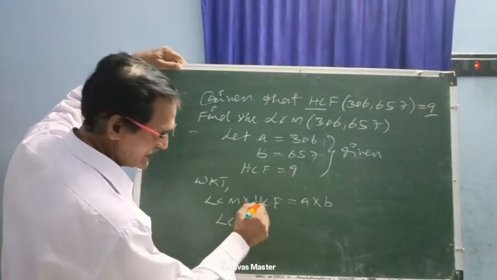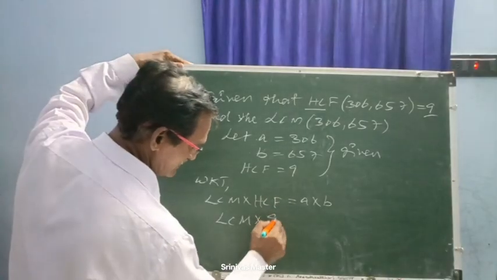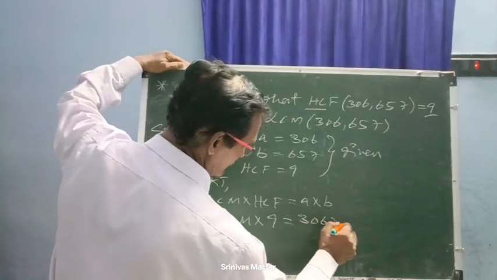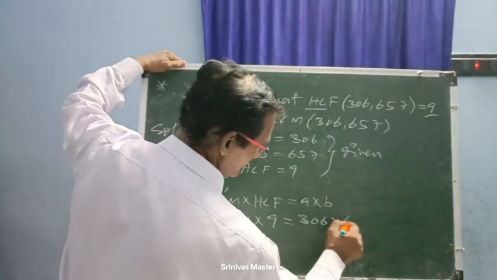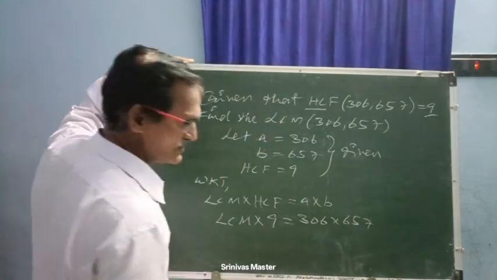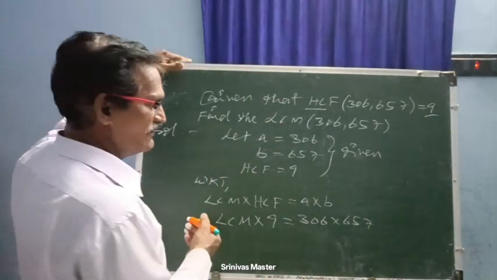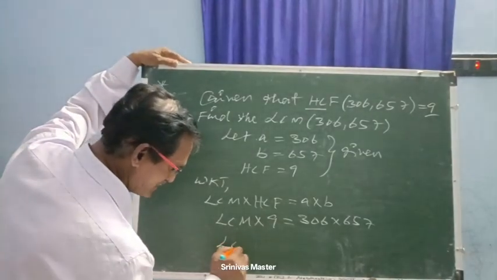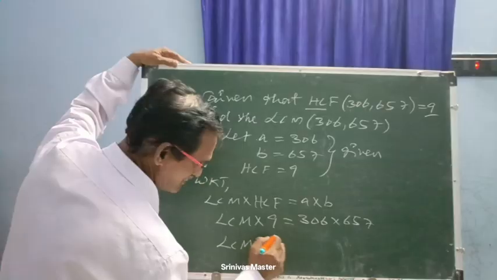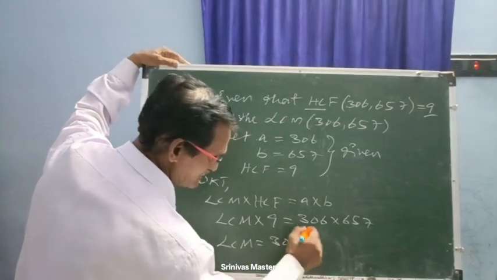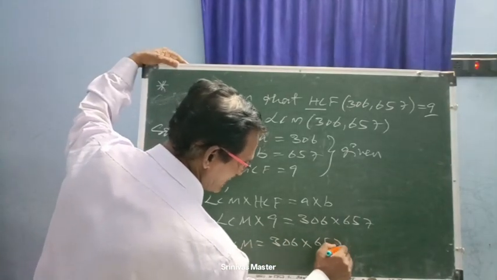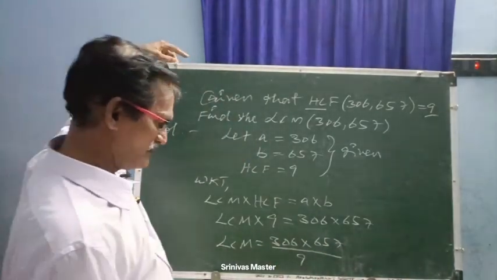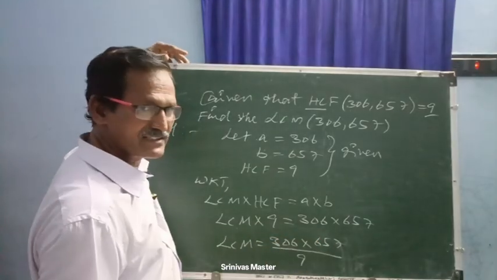LCM into HCF, the HCF given is 9, is equal to A into B. What is A? 306. What is B? 657. These are the given numbers. We didn't take them, they were given. So now, according to algebra, LCM is equal to, first you write the numbers, 306 into 657 divided by 9. Now see whether 9 divides 306 or 657.